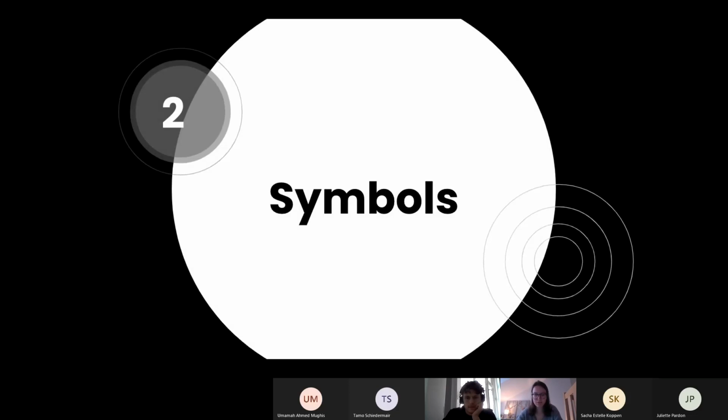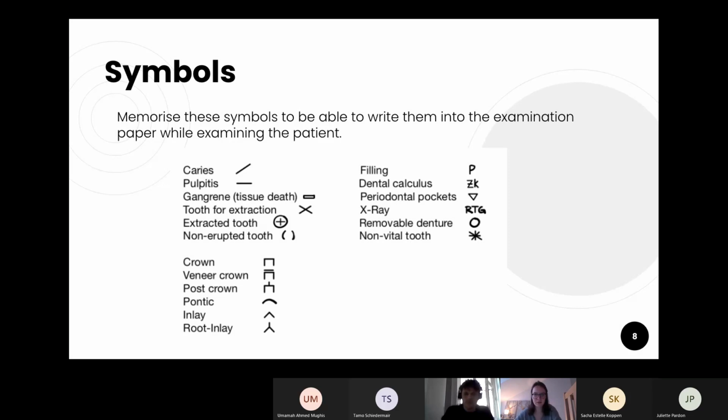So the symbols that we're using in our practice here in clinics are the following. They're quite helpful because it's much easier to write the symbol into the examination paper than if you had to write always filling or caries. So it's really useful to know them. Some of them are from the Czech language, like dental calculus, ZK, zubní kámen, or filling P for plomba. So they will obviously be different if you're going to practice in a different country.